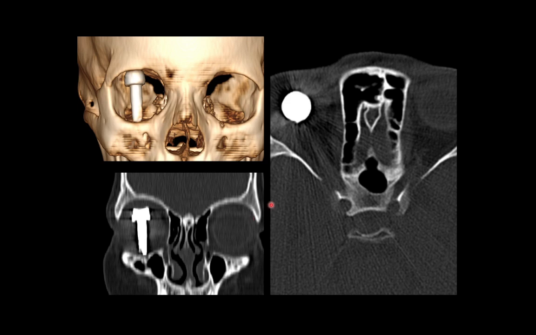Same. Okay, leave it. So this is a foreign body, a nail, in the right eyeball, and it is not extending towards the optic foramen.